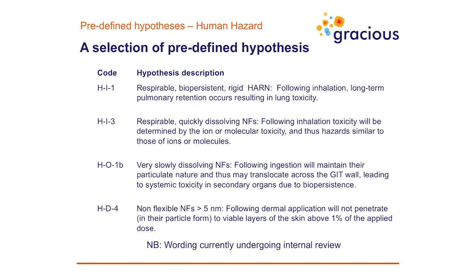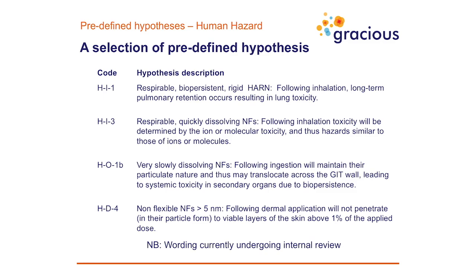Here are just a few examples of the human hazard hypotheses, where I corresponds to inhalation, O corresponds to oral, and D corresponds to dermal. So you can see that each hypothesis is prefixed by the physicochemical characteristics of the nanomaterial. Then we have the route of exposure, and then we have the hazard impact. So, for example, the first one focuses on high aspect ratio nanomaterials. These are fiber-like nanomaterials following inhalation and their impact on lung toxicity.